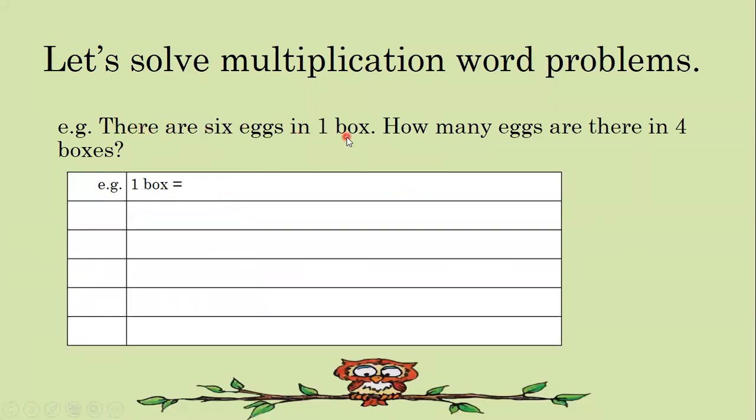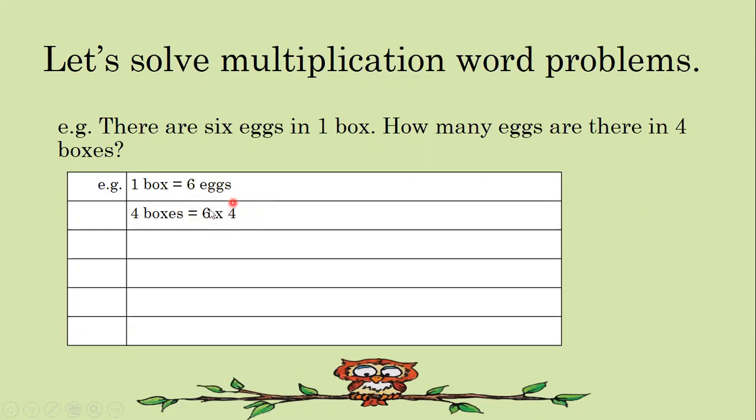So let's look at this one. There are 6 eggs in one box. How many eggs are there in 4 boxes? So we always start with how much one has. Our first line should always be how much one has. So one box has how many eggs? One box equals 6 eggs. That's what we know. And we want to find out how many 4 boxes will have. And when we know how much one has, and we want to find out how much more we'll have, we multiply. So one box equals 6 eggs. 4 boxes will equal 6 times 4.